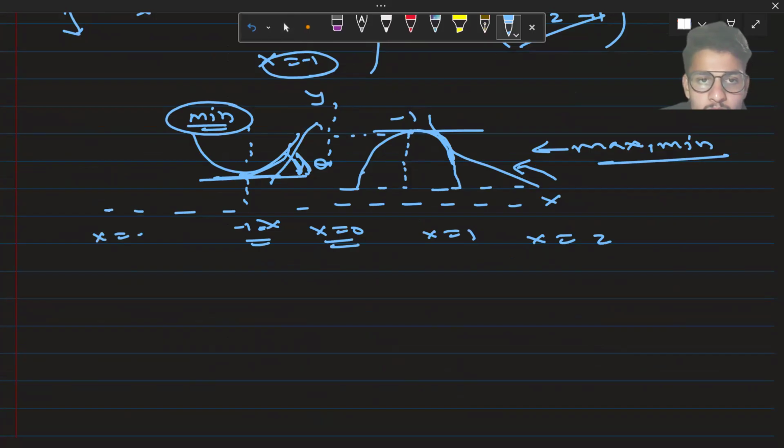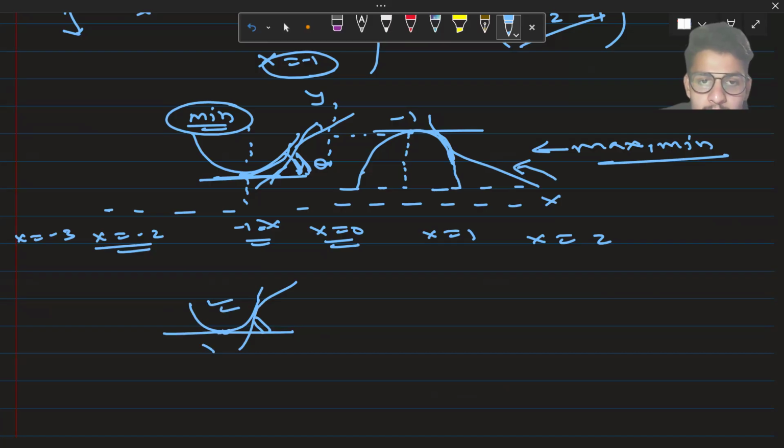And here x is equal to minus 2, x is equal to minus 3. I will draw it a little. Here zero slope is there, and after the minima the slope is positive, then it is the minima only. Okay, the zero slope point is minus 1 and at x is equal to 0, positive slope is there. It means that this is a minima.